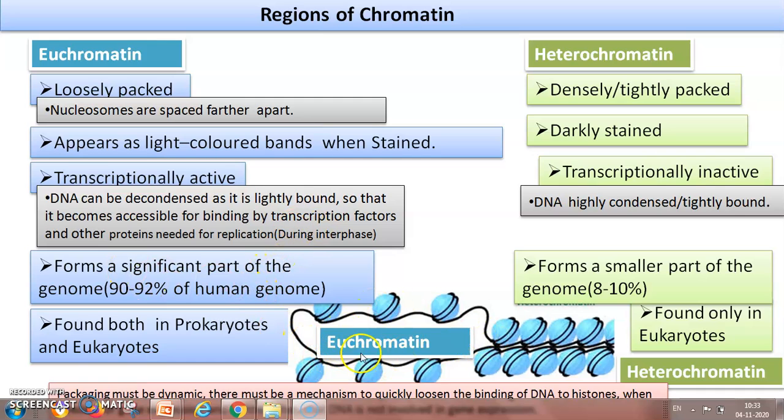Most of your genome, the significant part, that is around 90 to 92% of the human genome, is euchromatin, whereas the smaller part of the genome is the heterochromatin. Of course, the DNA is more in this area, so we have most of the genes which are not coding. Found in prokaryotes and eukaryotes. Euchromatin you will find in both, whereas heterochromatin you will not find in the prokaryotes. That shows that heterochromatin has evolved later.